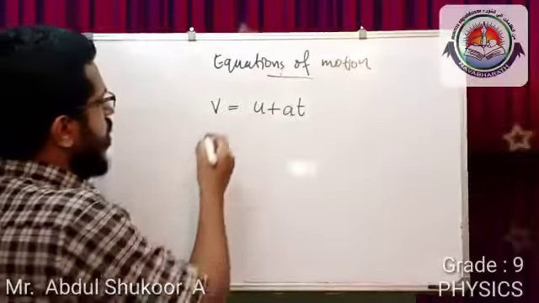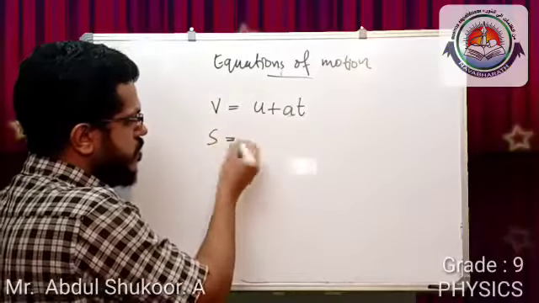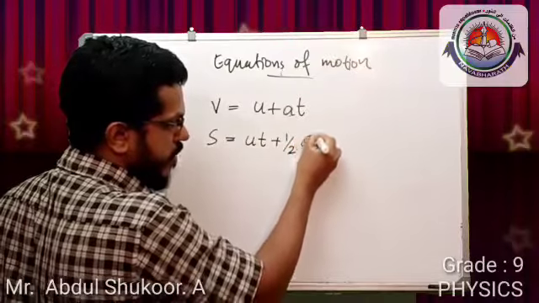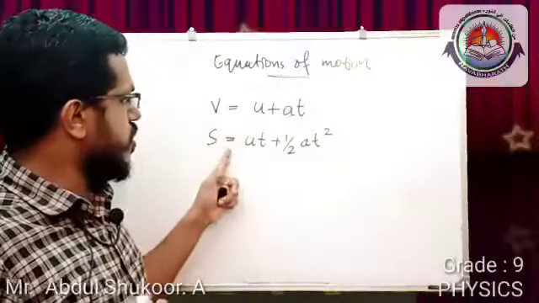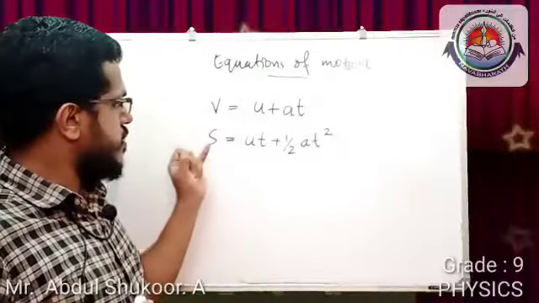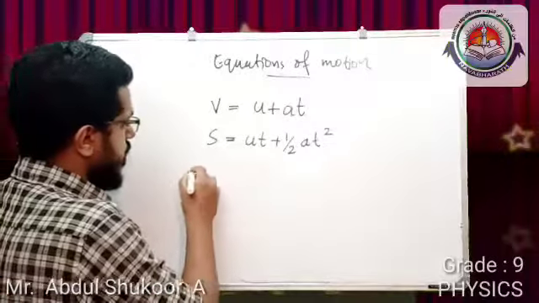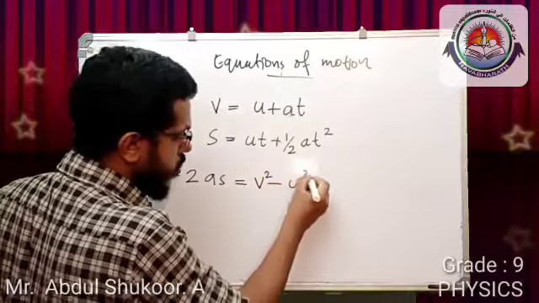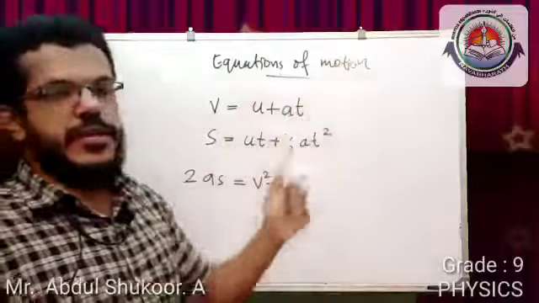The second equation of motion is s, that is distance or displacement, s equal to ut plus half at square. This is the second equation of motion. Then the third equation of motion is 2as equal to v square minus u square. These are the three equations of motion.